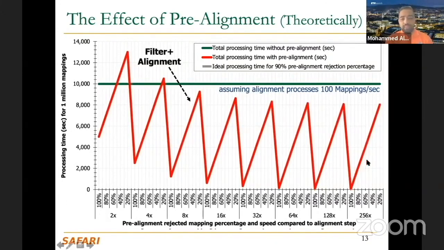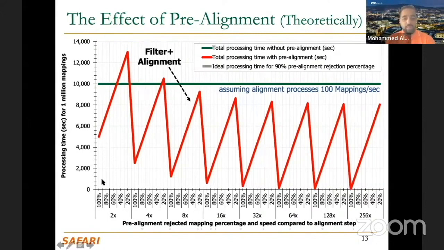What does it say? Focus at this point, for example. If the filter rejects everything, so 1 million pairs get rejected, what does that mean? It means we have 0 time for the alignment because there is nothing coming out of the filter. And the only time we calculate here is the filtering, because the only thing operating is the filter. And the filter is 2x faster than the alignment. So that's why the runtime here is around 5,000 seconds, which is half of the alignment.